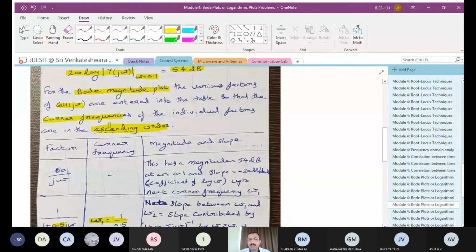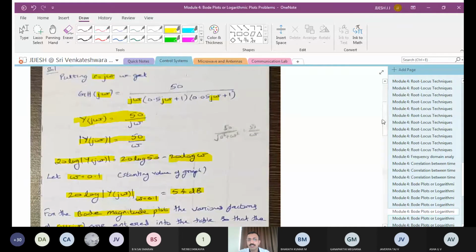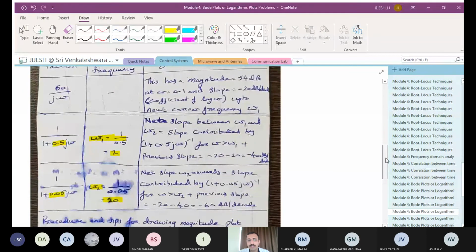This point is very important. If you don't follow this, your graph will go wrong. So you have to find out the corner frequency. Here the corner frequency you'll get as 1 divided by 0.5, that is 2, and 1 divided by 0.05, that is 20. So this term has to come before this term. So that is what you have to write properly.